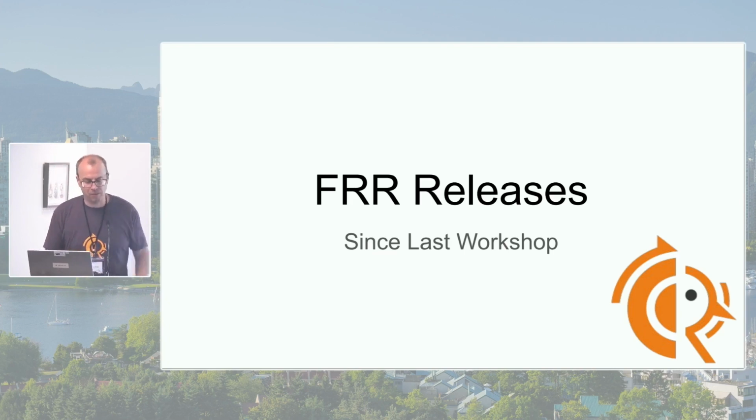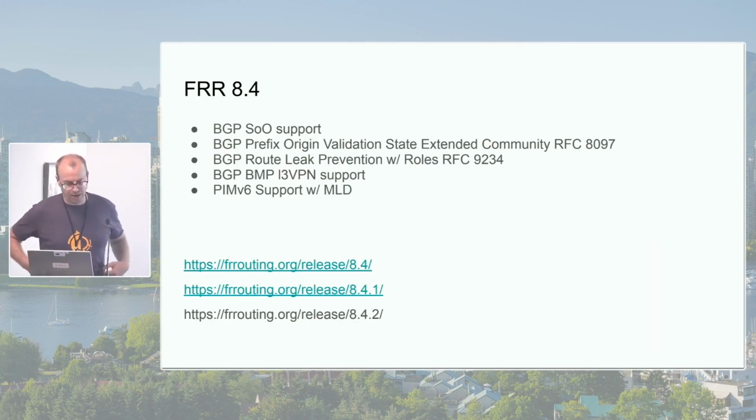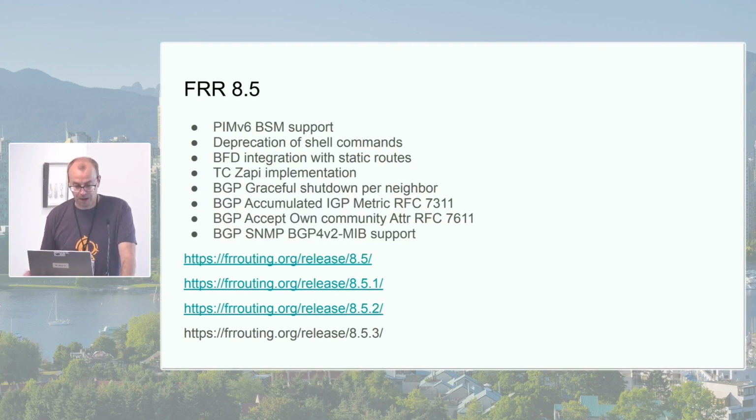All right, so I want to do a really quick walkthrough of the changes since the last workshop. And this is by no means comprehensive. If you wanted to see for yourself, you can go look at the release notes. But in 8.4, the big one, I think, is the BGP site of origin support, which is really useful. And the other one is the PIM v6 support with MLD. We now support PIM v6, which is pretty awesome. In 8.5, there's PIM v6 BSM support.